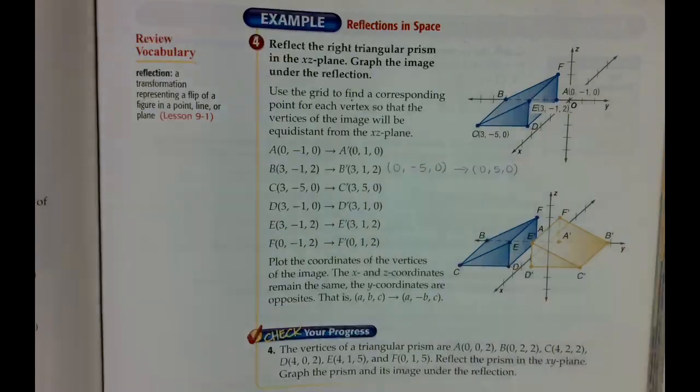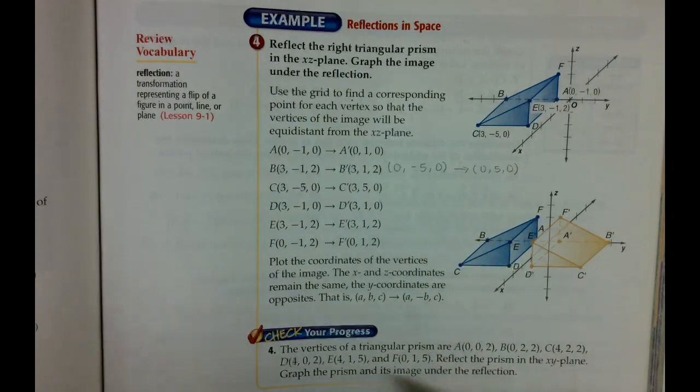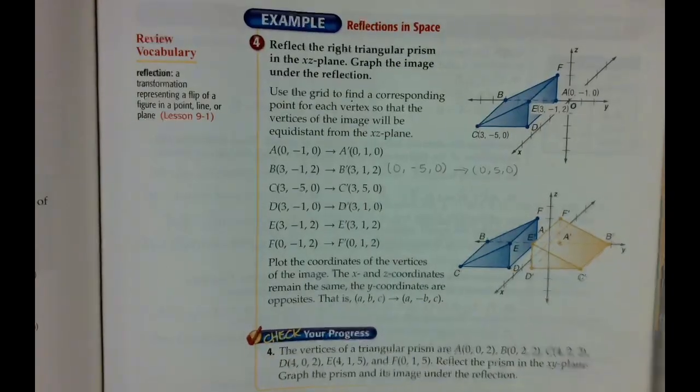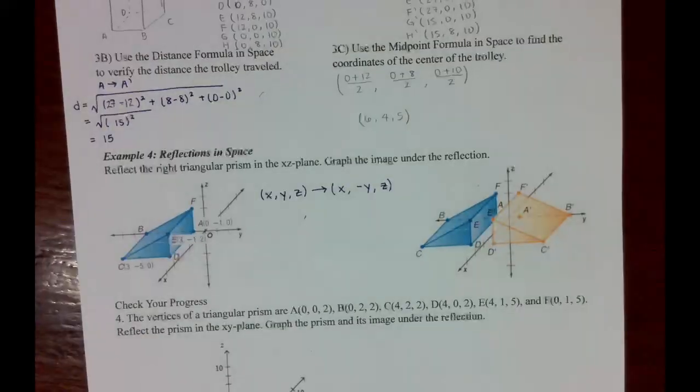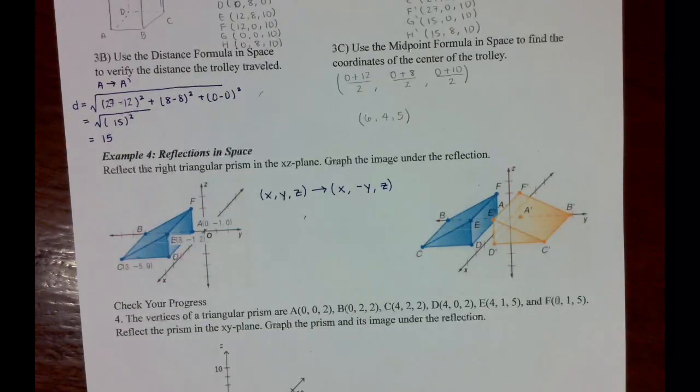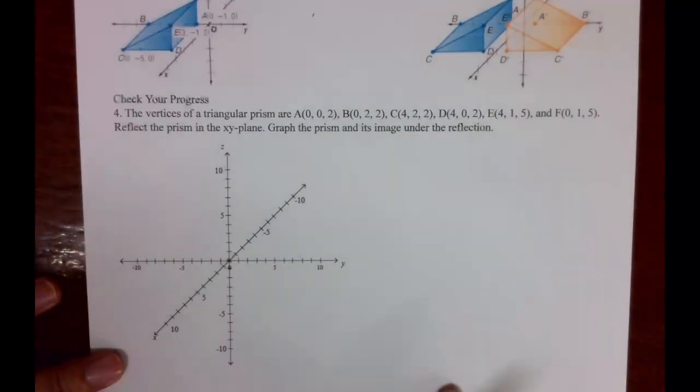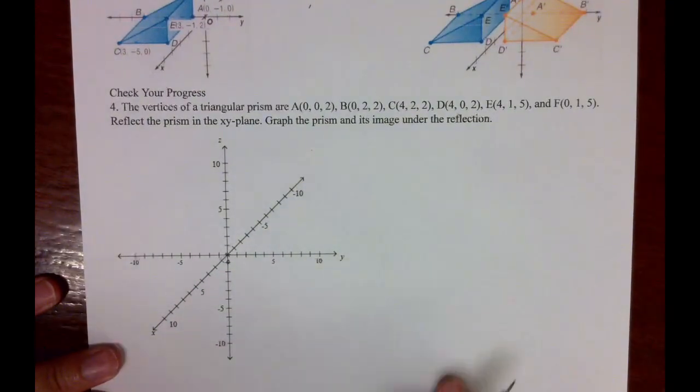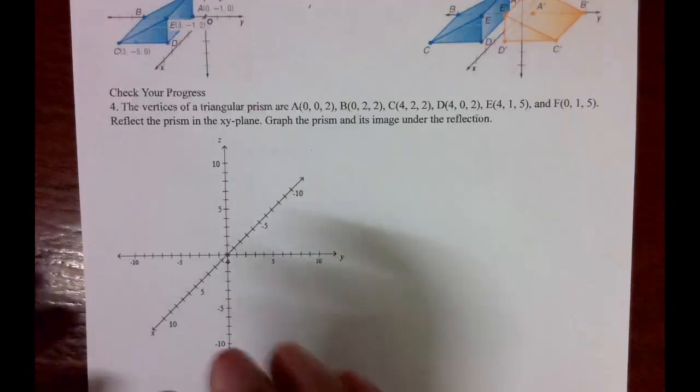Which is why it's here. Because that was their mistake on the textbook's problem. Okay, but as you can see, the only thing that changes is the y. Okay, so here on example 4, why don't you try to graph your prism and then reflect it across the xy plane.